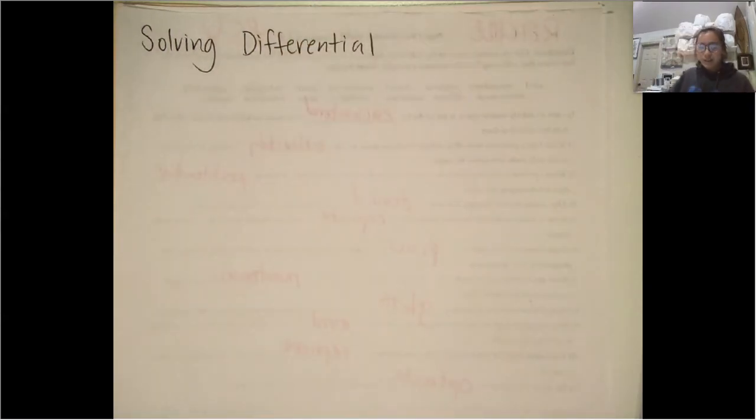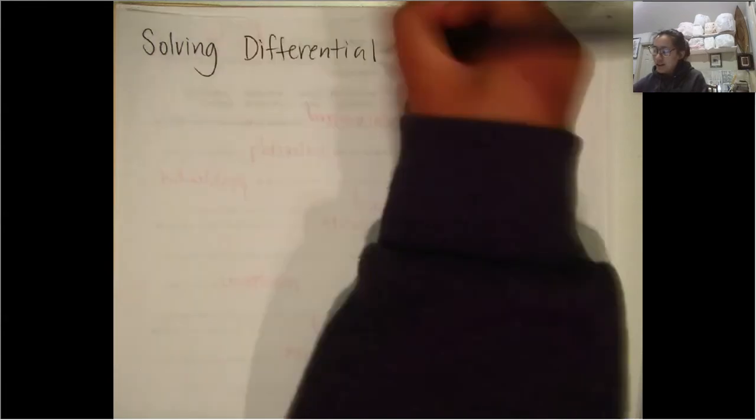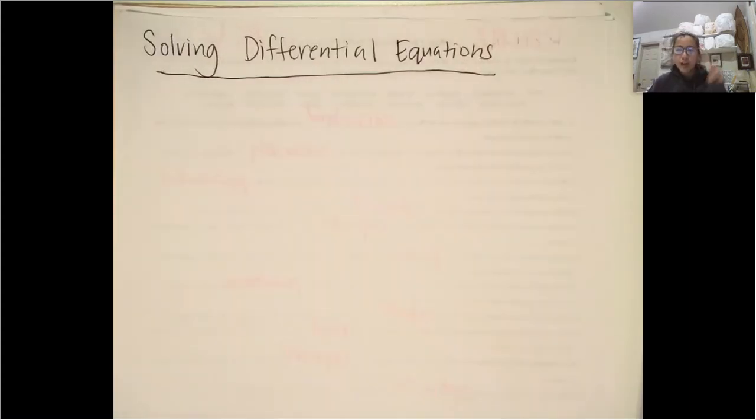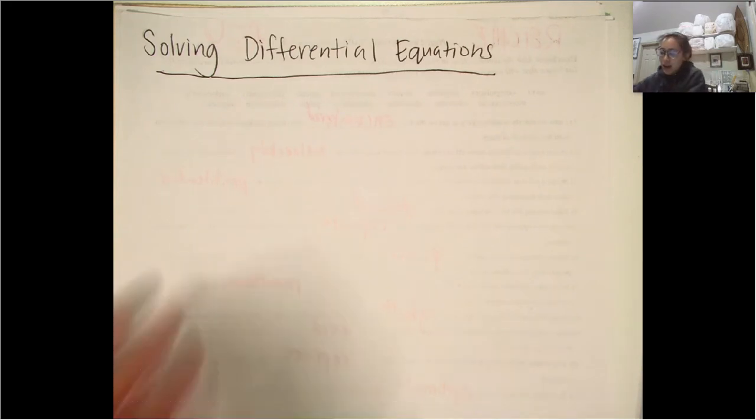Lee. We're going to talk about solving differential equations. So there's two types that we're going to do. The first one is going to be finding the general solution. The second type is going to be finding the particular solution. So I'll be doing two examples in this video.